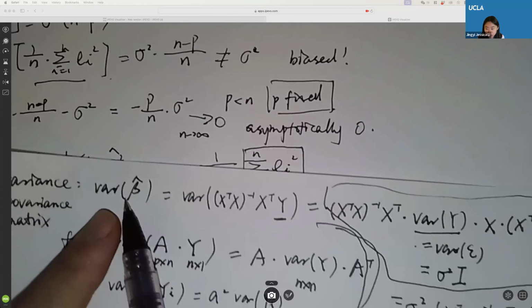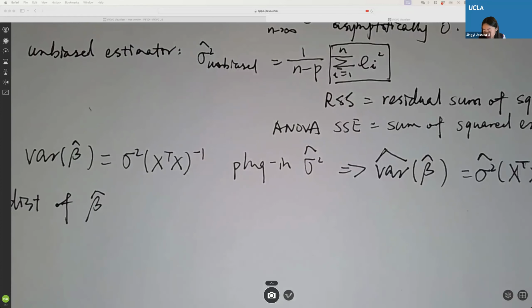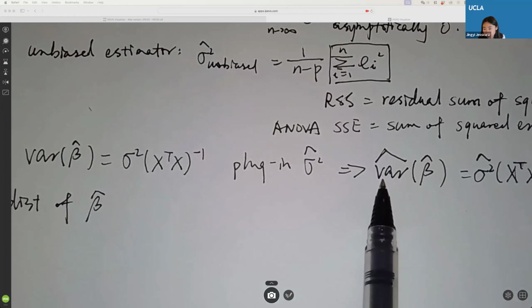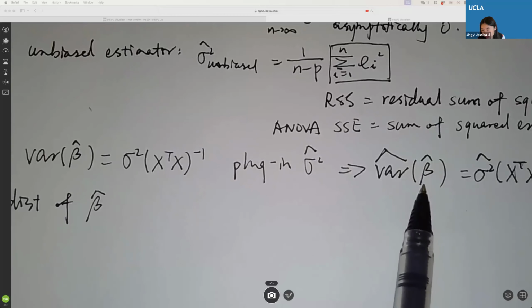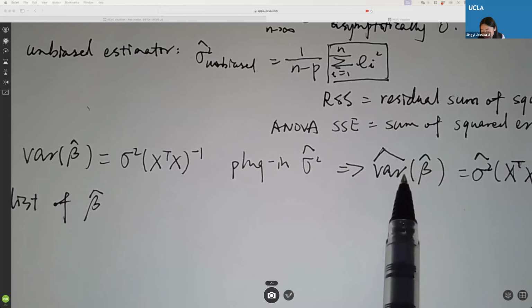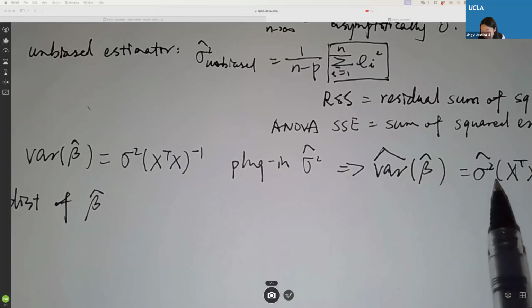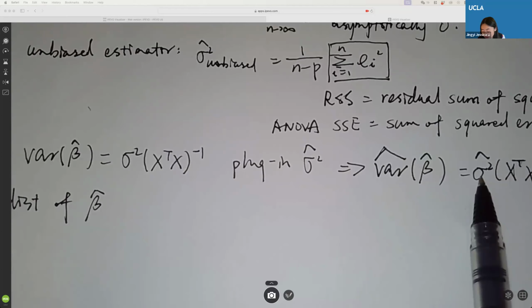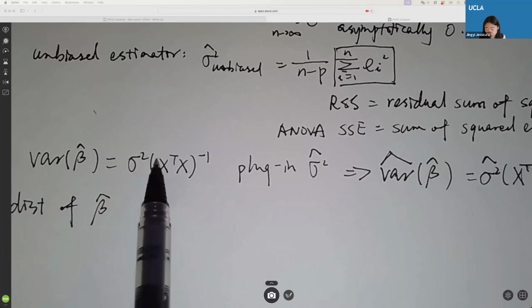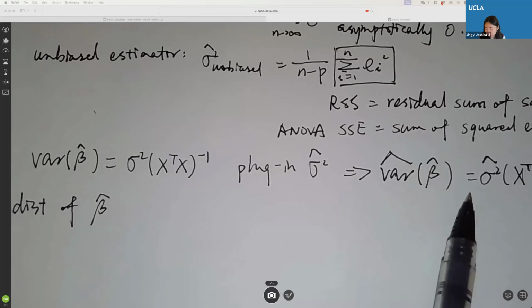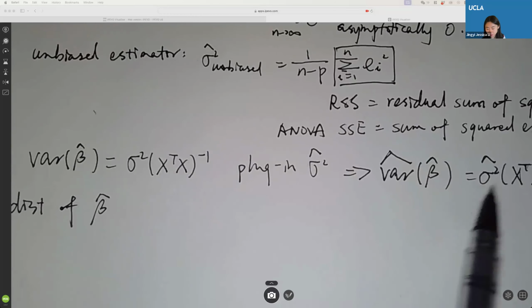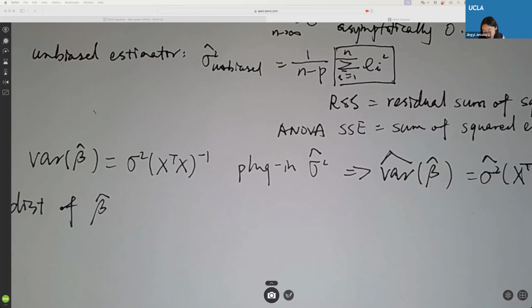Okay, now finally, property 3, distribution of beta hat. How can we find an approximate distribution for beta hat? Because this is an estimator for the variance-covariance matrix, how well it approximates this variance depends on how good sigma square hat is as an estimator for sigma square. So that carries over. We can make it unbiased, but it itself carries randomness, with variance.